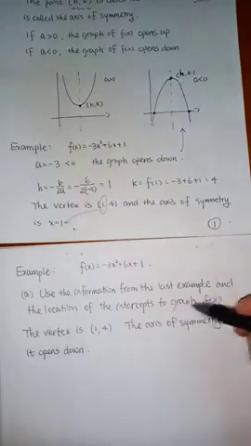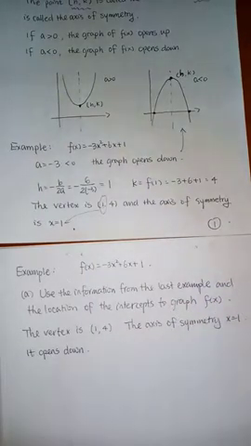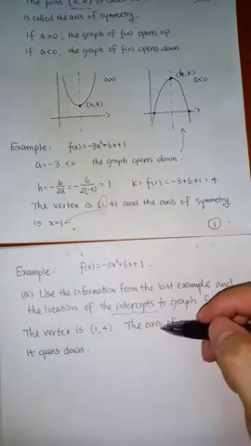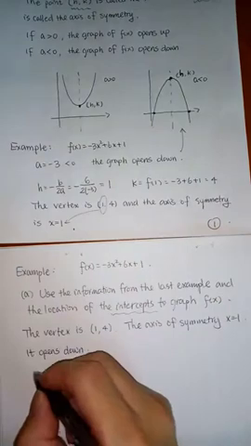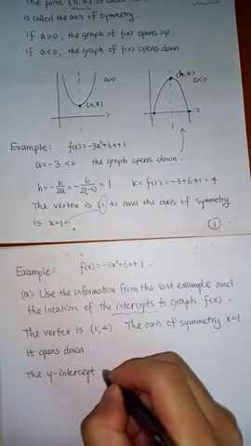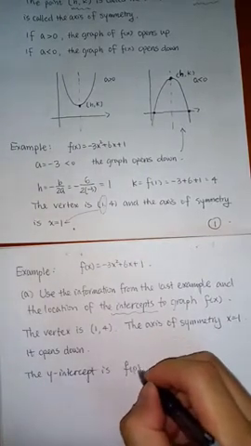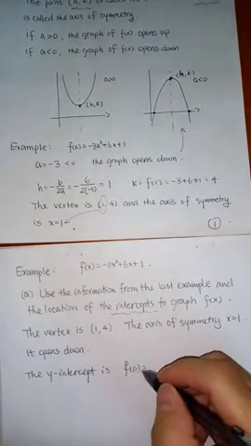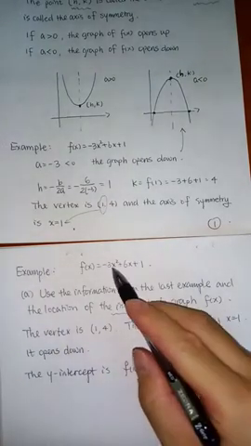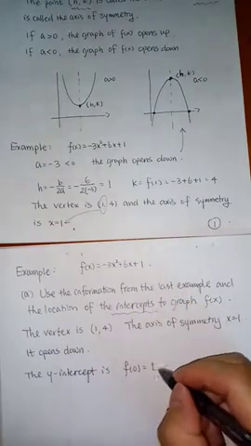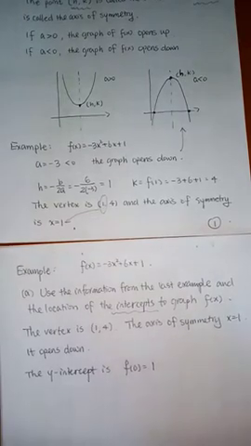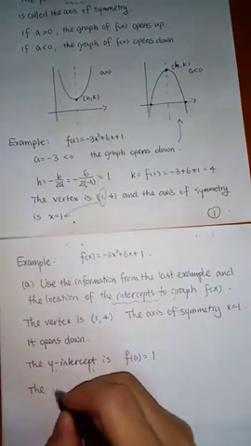And the location of the intercepts of the graph. Whenever you see intercepts, there are two types, x and y. When you talk about the y-intercept, the y-intercept is f(0). The y-intercept is the value of f when x is equal to 0. So you let x be 0, and you get 1. So the y-intercept is 1. It is a single point. The y-intercept is 1.